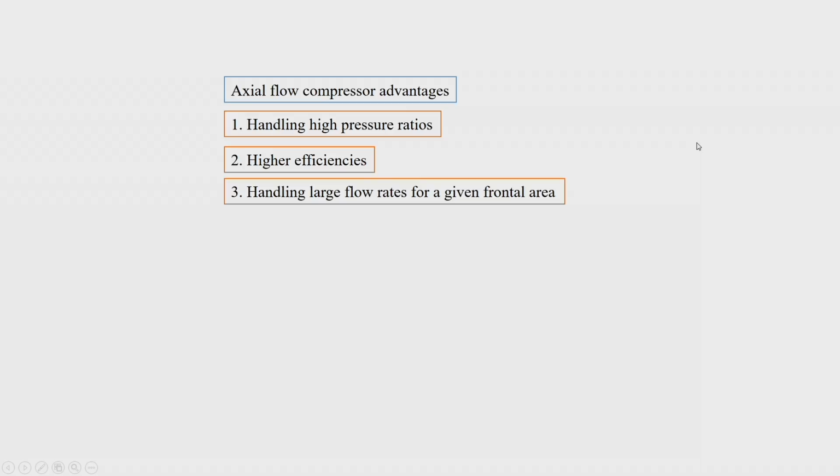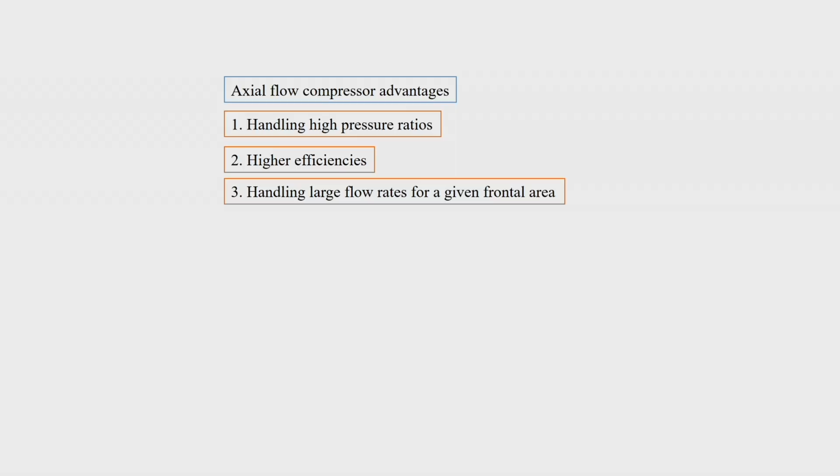Third is handling large flow rates for a given frontal area. This was the problem in the case of the centrifugal compressor, but it turned out to be an advantage for the axial flow compressor. For a given frontal area it handles large flow rates, and since the frontal area is also less, we get lesser drag, which is the most important requirement for aircraft propulsion.